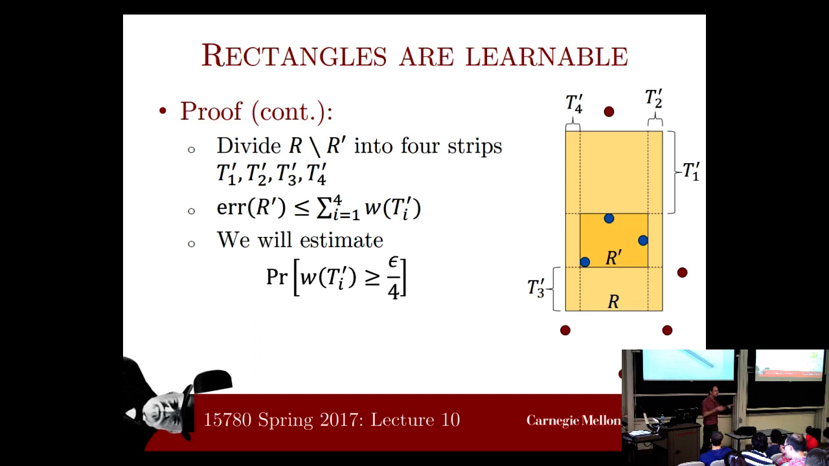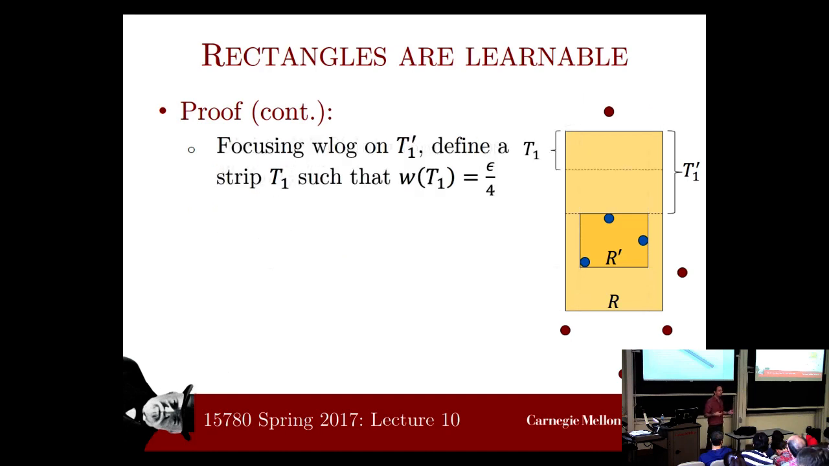Here you're starting to get an idea of where this epsilon delta thing is coming from. Now we're talking about the probability that the weight of a region is at least something, where the weight is related to the accuracy, to epsilon, and this probability will be related to delta, our confidence parameter.